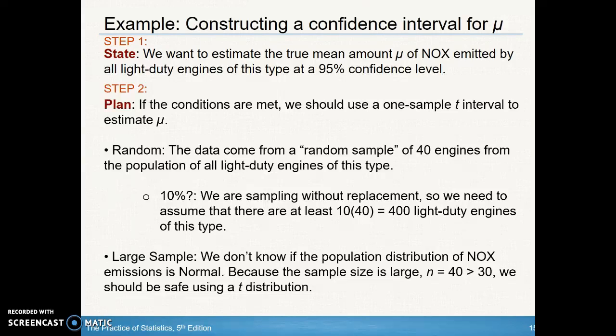And then as far as a large sample, we don't know if the population distribution is normal. They didn't say it in the problem, so we have to go on to the next test. Because the sample size is large, which is 40, that's greater than 30, the central limit theorem says we're okay, and we can use our t-distribution.